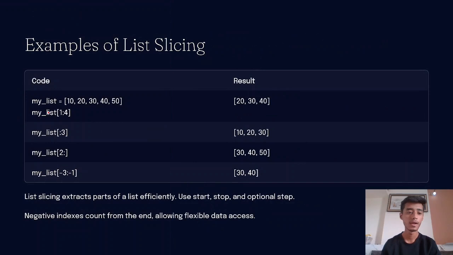Now let us see some examples of list slicing. Here you can see that my_list is given as 10, 20, 30, 40 and 50. Using this command my_list[1:4], here my list indexes are 0, 1, 2, 3 and 4, and the input for slicing is my_list 1 to 4. So these three values will be extracted as the stop value is not included in the result. So here is the result.